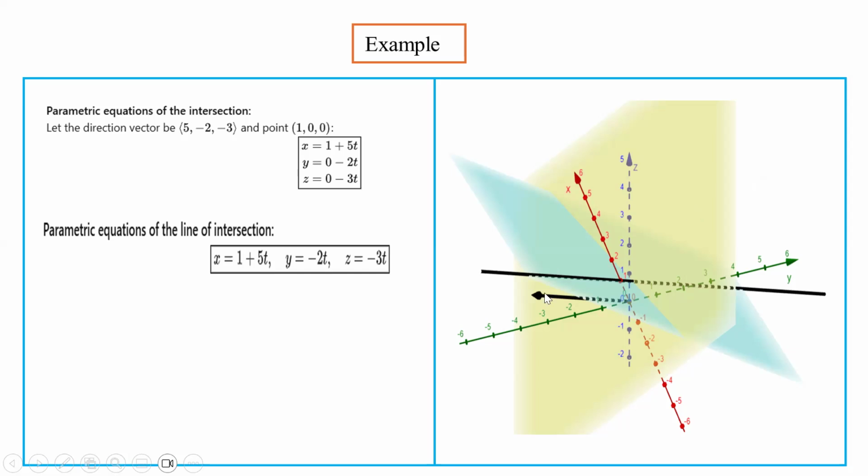And here we have a graph showing the intersection of the two planes, the line at which they intersect, and the normals.